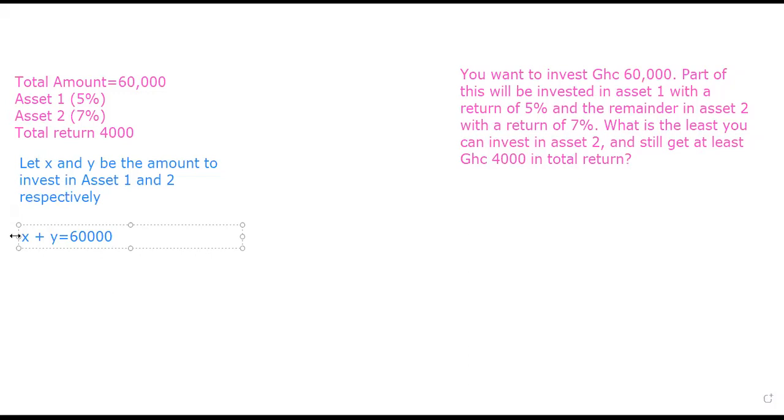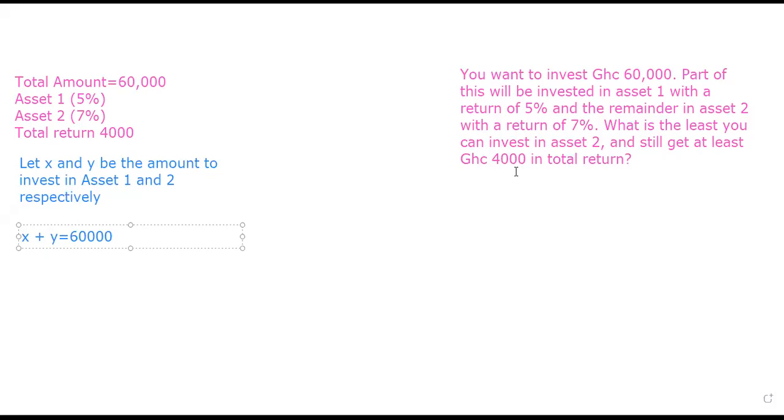So one of the equations is with regards to the total amount to invest. We can form another equation with a return. So they are saying that the total return should be 4,000. So the total return, not the return for asset one or the return for asset two, but the total, it means that the return for asset one plus the return for asset two should be equal to 4,000.